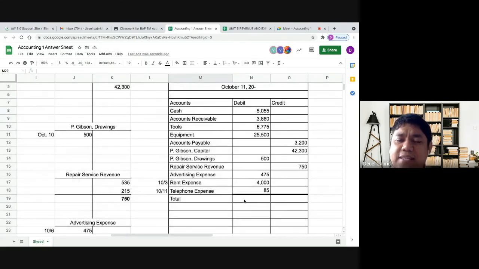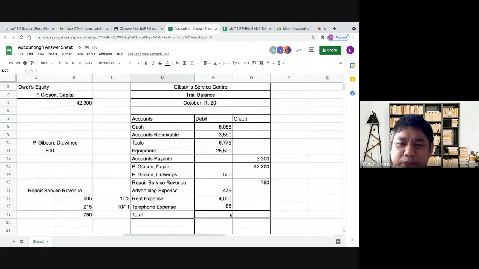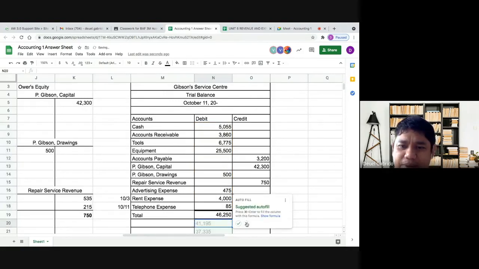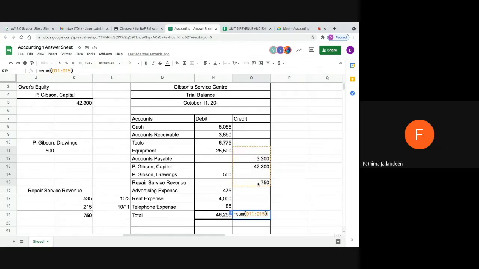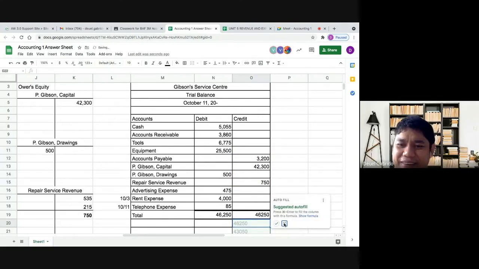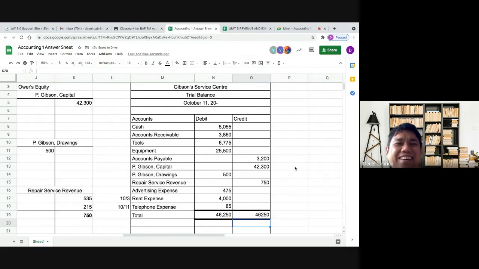Okay, so let's add them all. The moment of truth. Let's find out. Equals sum. And somebody, I think, got the correct answer. Let's highlight from top to bottom. Close bracket. Okay, so let's check first if the credit is also right. Equals sum. They must be the same. Credit is also right, teacher. Oh, 46,250.